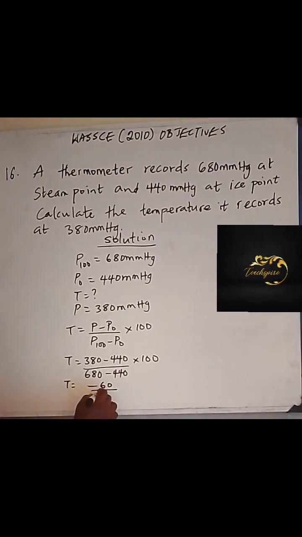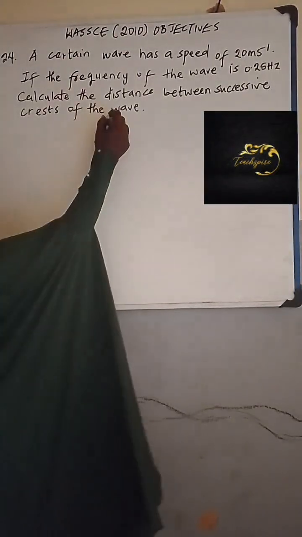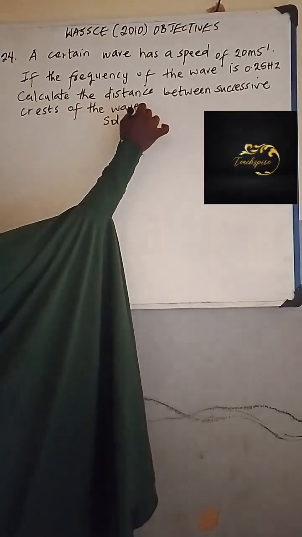will give me 240 times 100. So if I say minus 60 divide by 240 times 100, I'm going to be having my T to be minus 25 degrees Celsius.